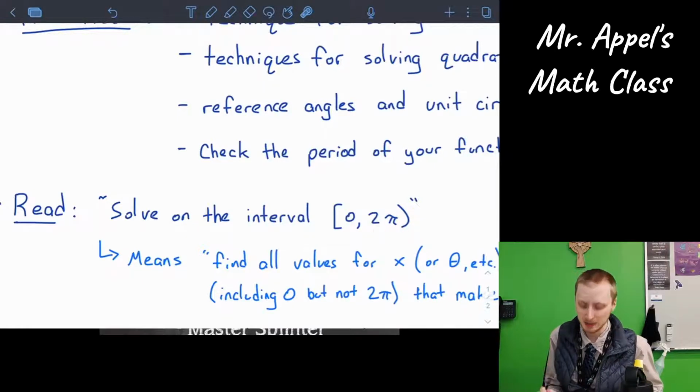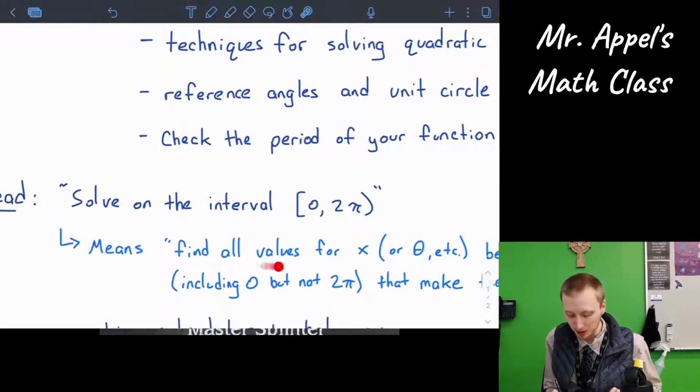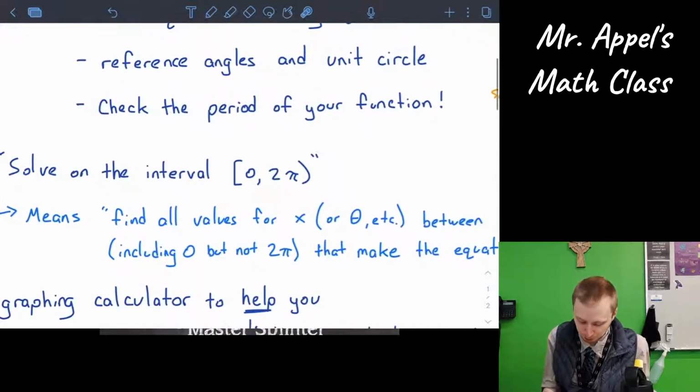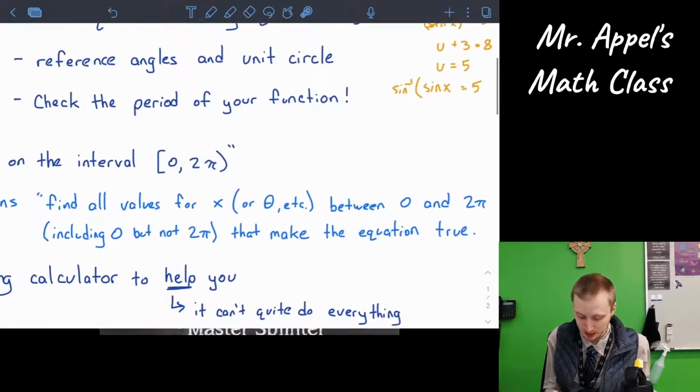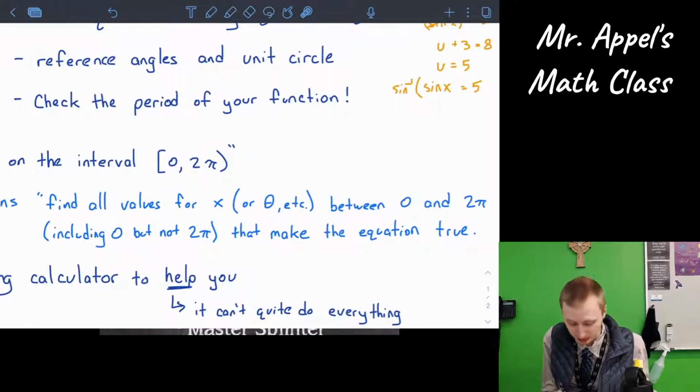And what the heck does that mean? Well, that means you're going to find all the values for x or theta or whatever your variable is between 0 and 2 pi. In this case, the notation tells us include the 0, but don't include the 2 pi, right? Difference between square bracket and round parenthesis, including 0, not 2 pi, that would make the equation true.